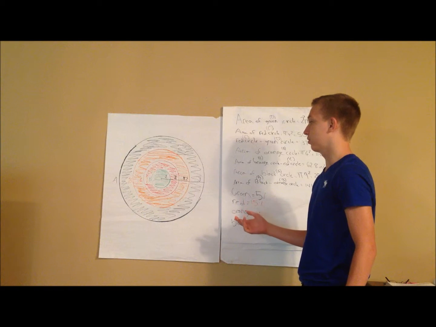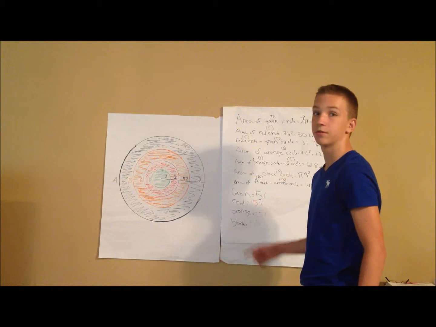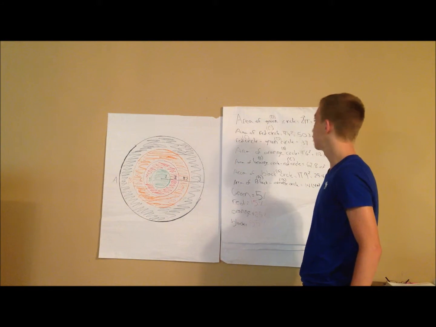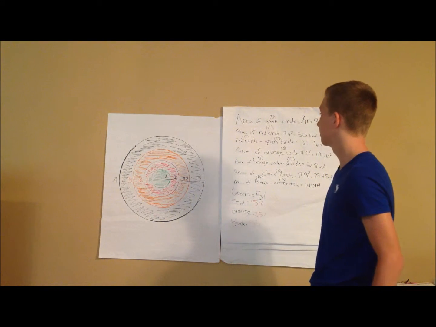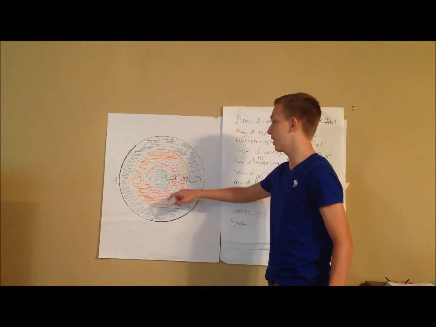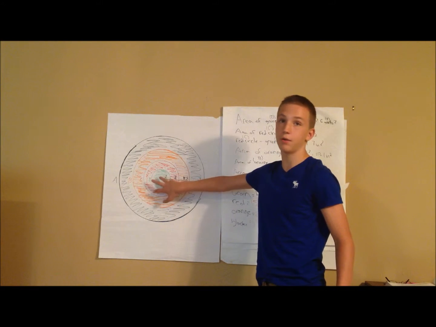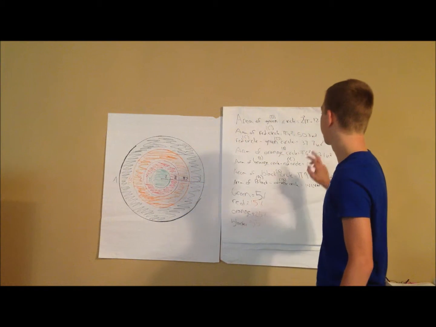And then we did the red circle, which would be 2 plus 2, 4, and this would be pi times 4 squared, which would be 50.3 inches squared. And to find the area of just the red ring, we would subtract the green circle out of the red circle, and we got 37.7.